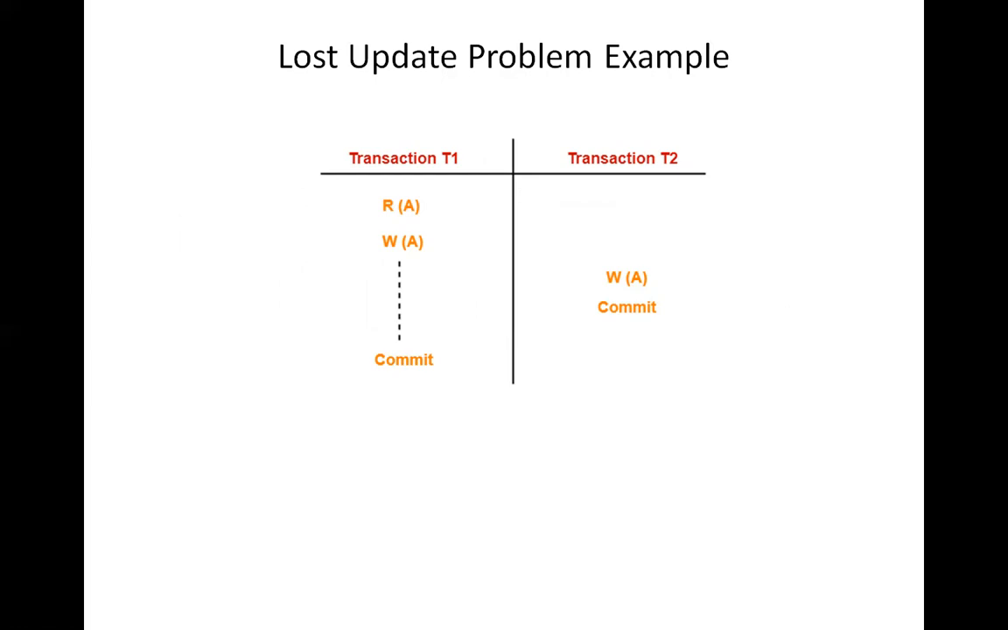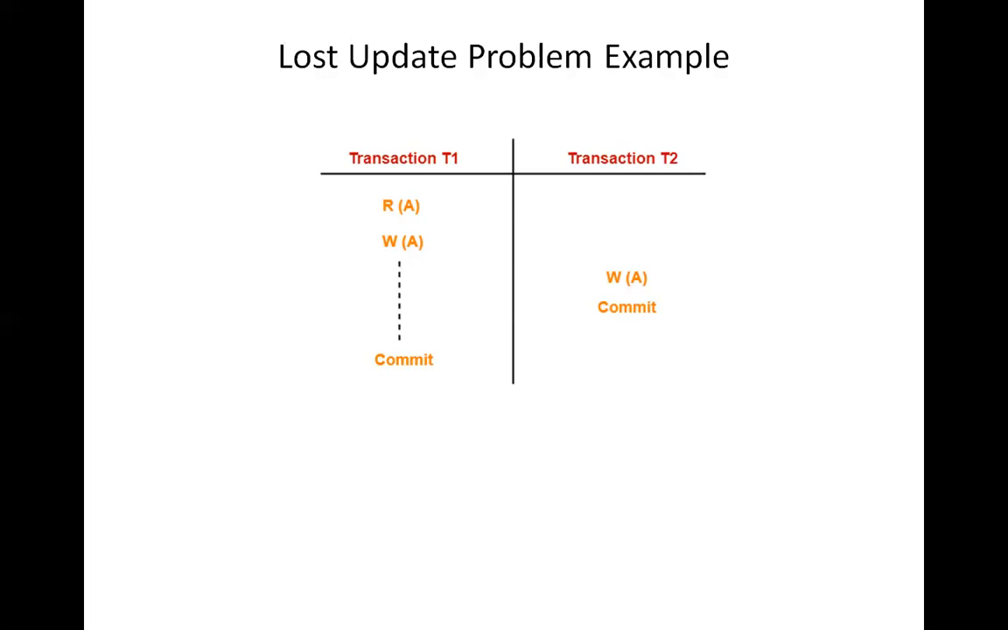There are two transactions, transaction T1 and transaction T2. In transaction T1, read the value of A, say rupees 10. After that, transaction T1 updates the value of A from rupees 10 to rupees 15 in the buffer. Then transaction T2 does a blind write without read, writing the value of A equal to 25 in the buffer. After that, transaction T2 commits the transaction.